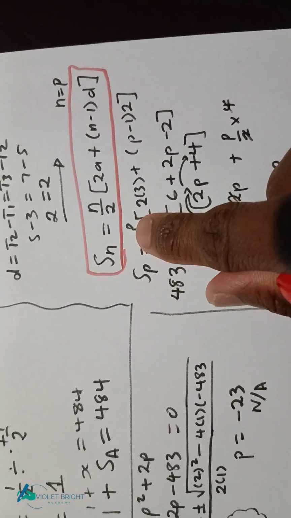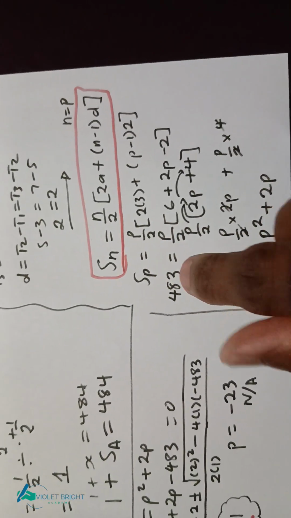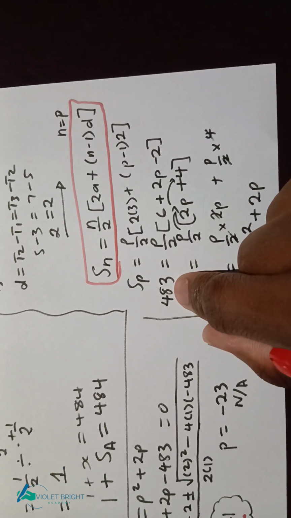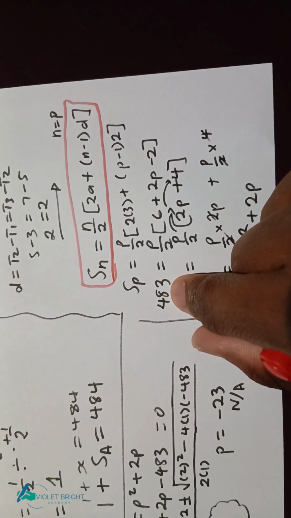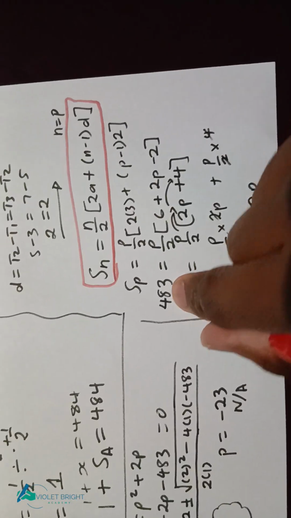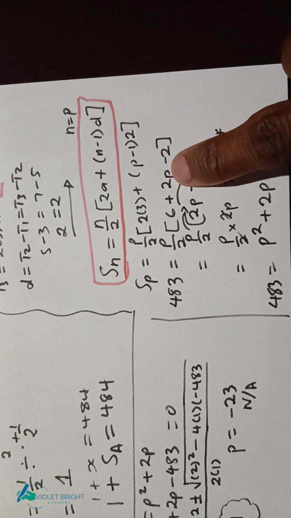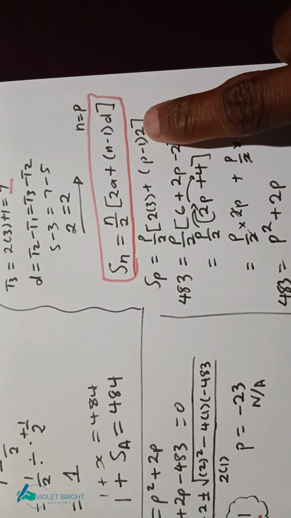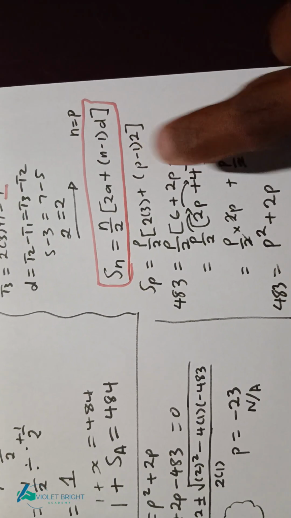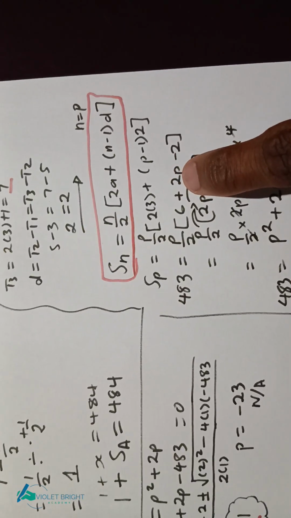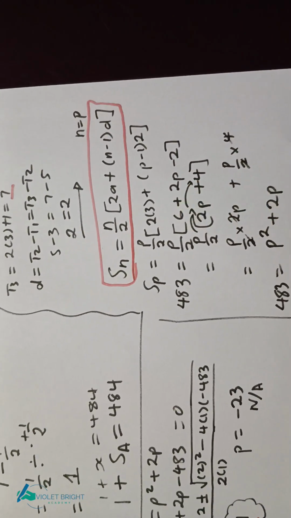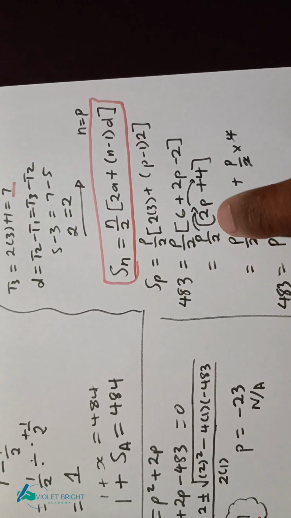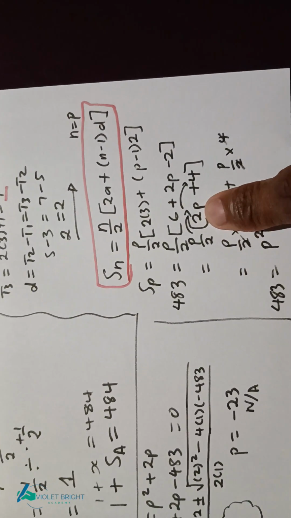So from there on, we just substitute. The number here is equal to the sum of the terms in the arithmetic sequence. Now, factorizing here, 2 times p minus 2 times 1 gives us 2p minus 2, then 6 here. So now we have p over 2, and in the bracket we have 2p plus 4.